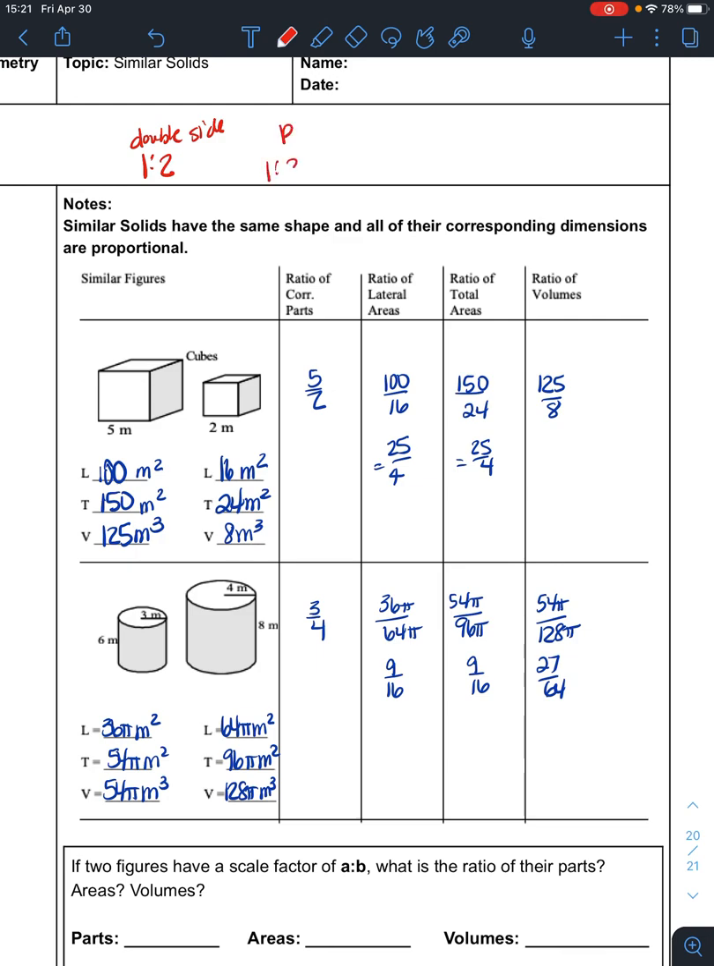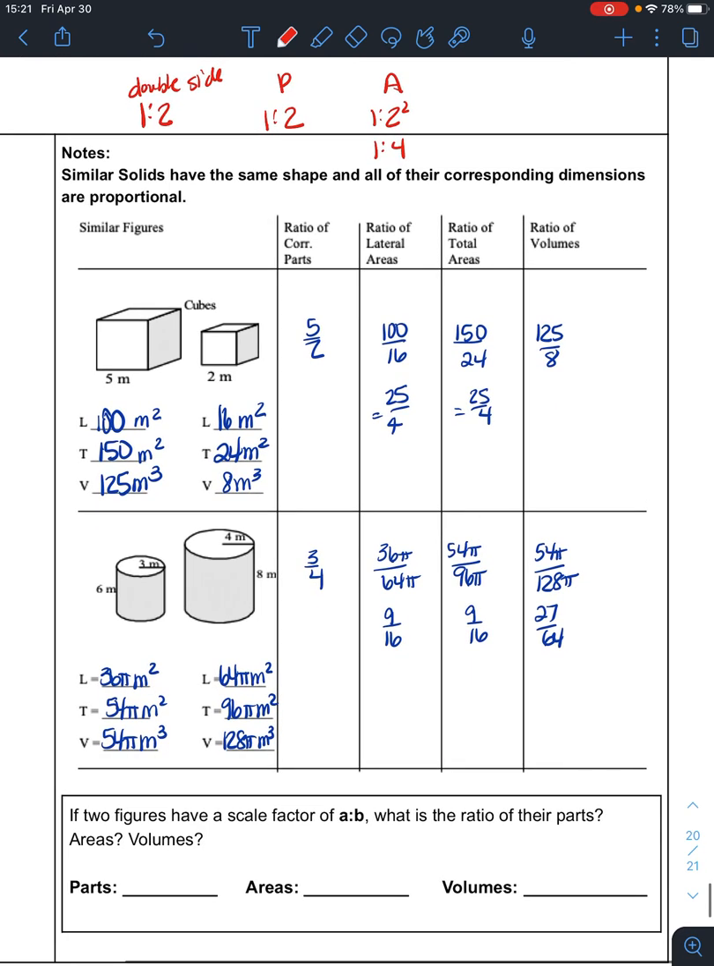Remember, our perimeter ratio was also 1 to 2, and our area ratio was 1 to 2 squared, or 1 to 4. Well, today we're going to find out what happens when it's three-dimensional, and when we want to look at what happens to volumes. So I've shortcutted this just a little bit from what we did in the notes by giving you the lateral area, the total area, and the volume of each of these shapes. And I went ahead and set up the ratios.